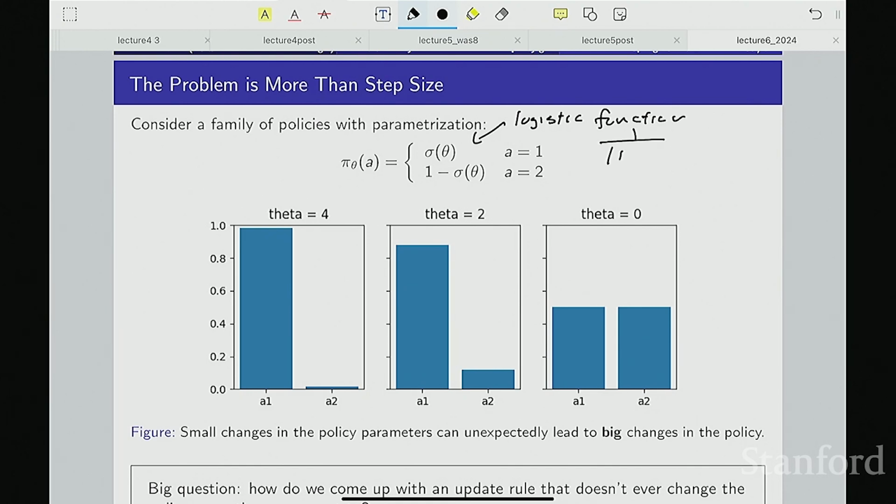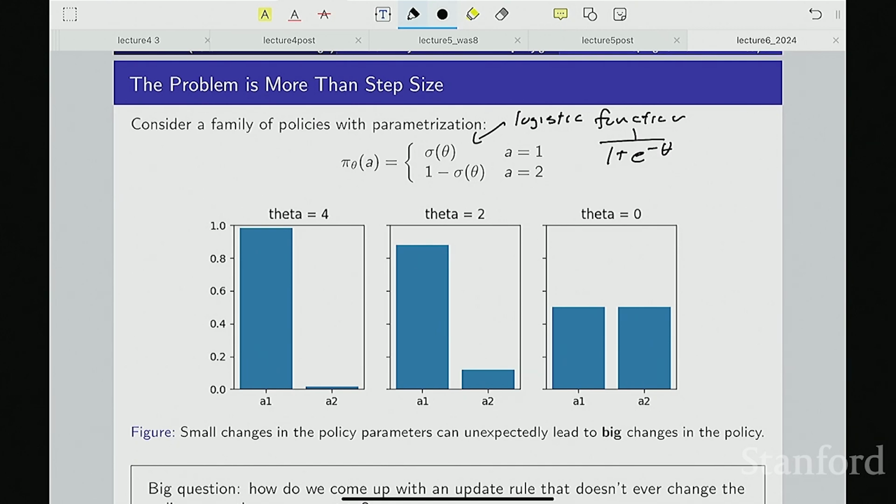This is like 1 over 1 plus e or something. Okay. So in this case, this is the parameterization. It's kind of like a softmax. You just have some probability of going to one action, and the rest of it probably goes to the other, and you've parameterized it with theta.